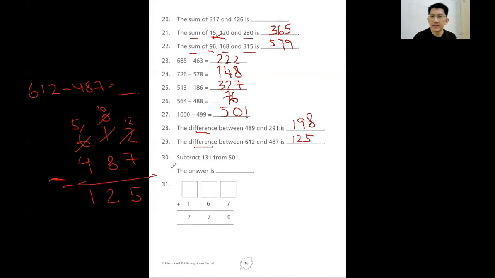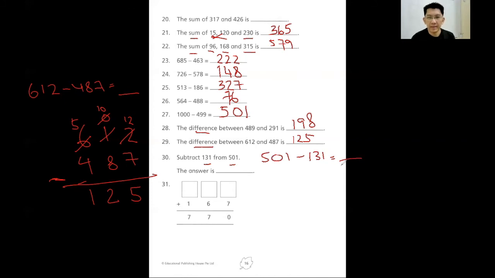All right. Now, we're moving on to number 30. And number 30 is the last question that we're going to do today. We'll continue number 31 in the next session. So number 30, subtract 131 from 501. So what does it mean? Subtract 131 from 501. Basically, it means 501 minus 131. That's what it wants us to find.